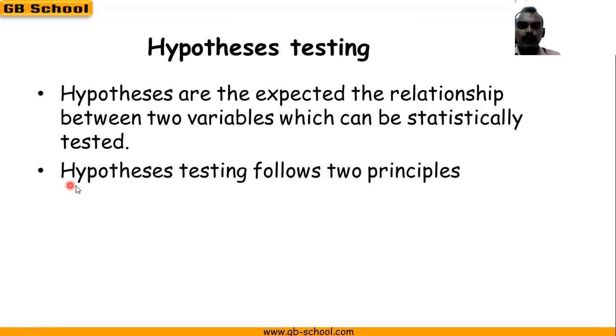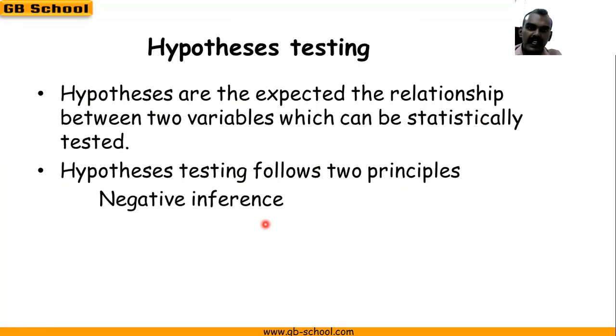So this process, hypothesis testing, follows two important principles. So first principle is called as negative inference. What do you mean by negative inference? So the entire process of hypothesis testing is based on a negative inference. So the hypothesis should be in the form of negative statement.